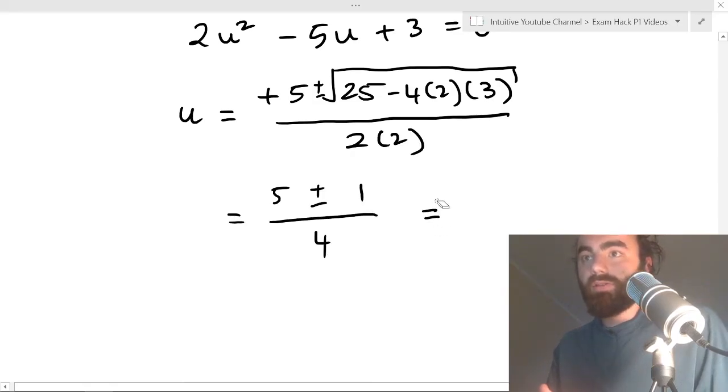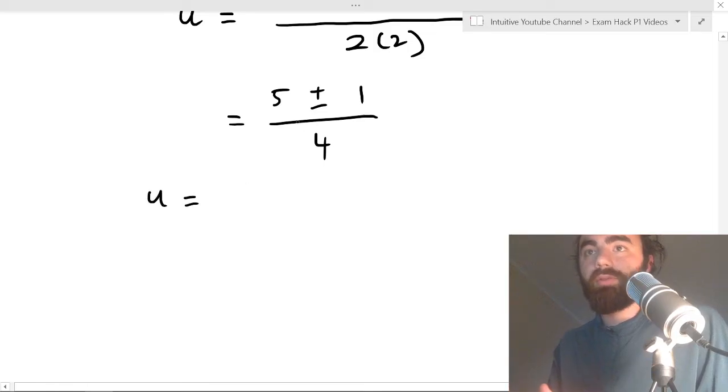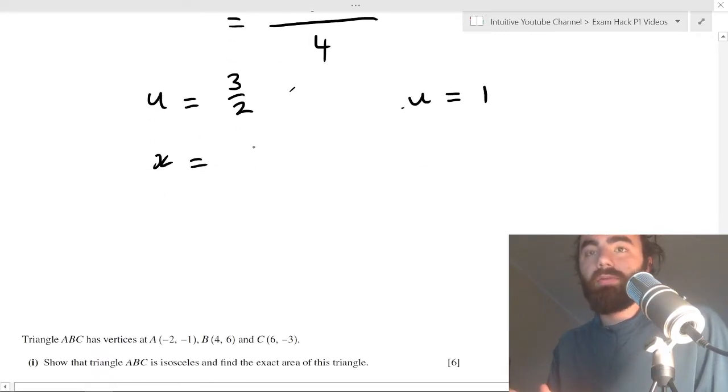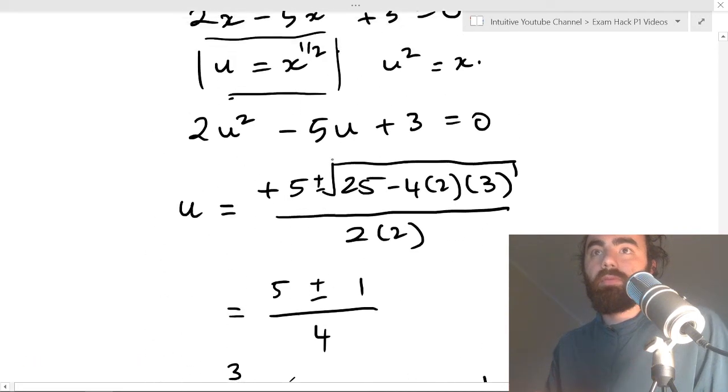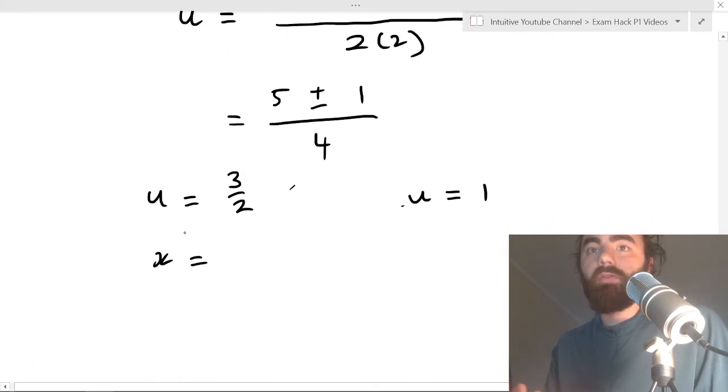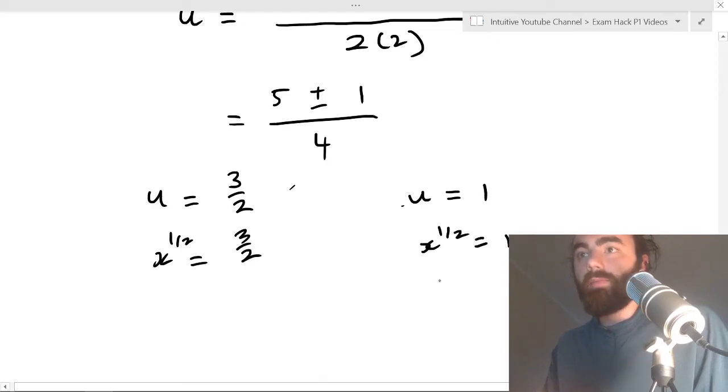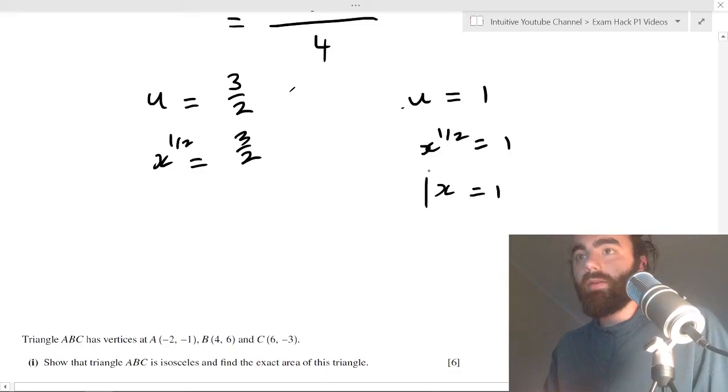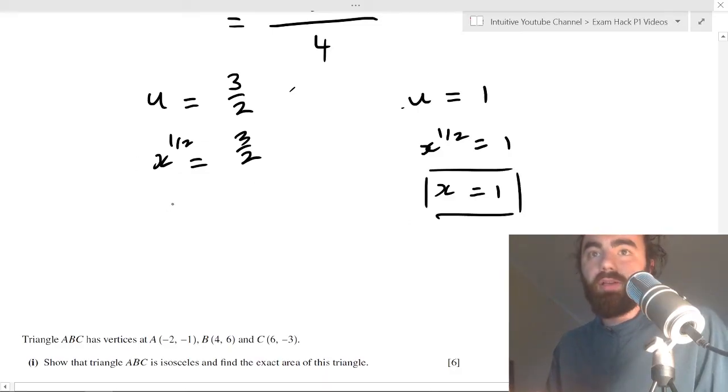So this gives us two solutions. We get u equals 6 over 4, which is 3 over 2, and we get u equals 4 over 4, which is 1. So, remember u equals x to the half, so x to the half equals 3 over 2, and x to the half equals 1. So we get x equals 1, and if we square both sides, we get x equals 9 over 4.